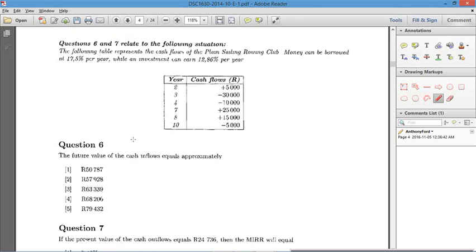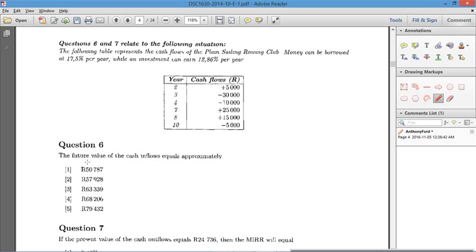Alright, questions 6 and 7 relate to the following. You've got cash flows for Plain Sailing Rowing Club. Money can be borrowed at that percent, and investment can earn that percent. You've got years, you've got cash flows. You can see you've got positive and negative cash flows. So this is probably going to be an MIRR type question. When you see those two together, with other negatives appearing over the life of the project, you're going to have to modify the IRR.